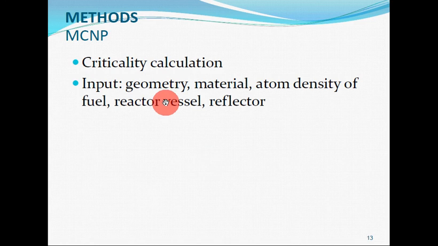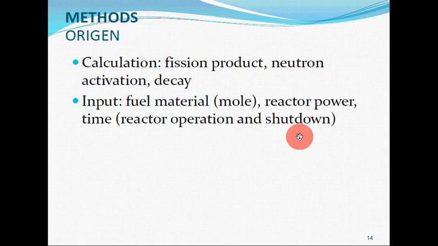MCNP is used for critical calculation. The input is geometry, material, atom density of the fuel, reactor vessel, and reflector. ORIGEN is used for calculation of fission product, neutron activation, and decay. The input is fuel material in mole, reactor power, and then the time of reactor operation, and the time of shutdown.